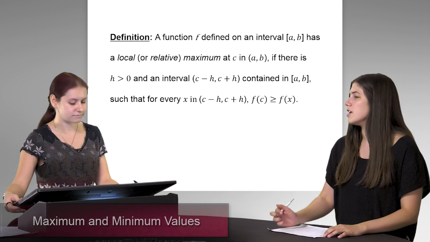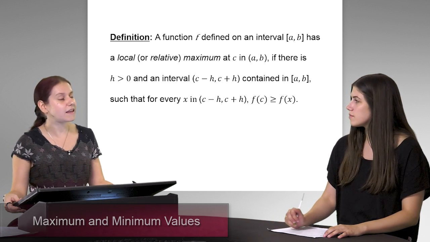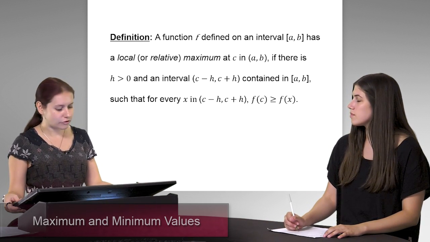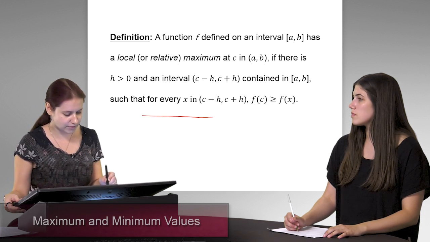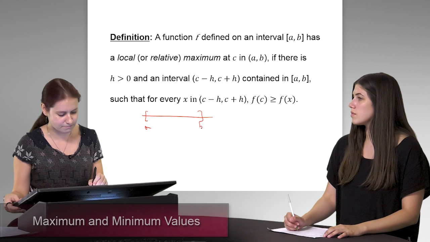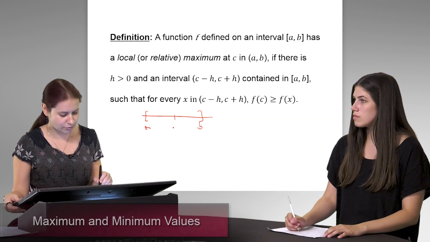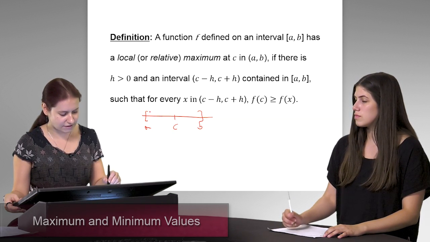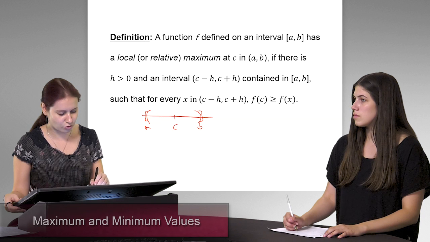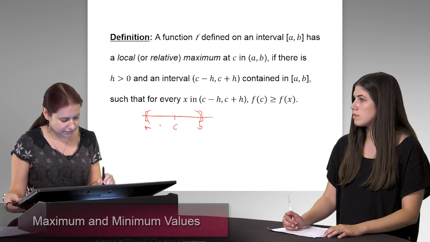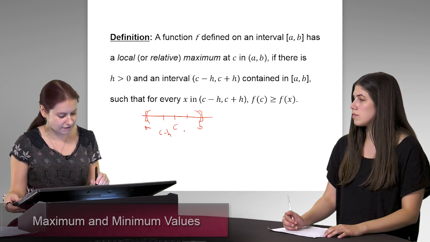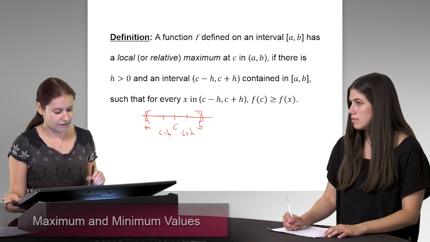Why do we need this h? This h plays the role of a little step. So we're stepping away to the left and to the right. I can introduce it here in the picture. If we have a closed interval a and b, and we're finding a point c located in the open interval a and b, we make a little step to the left, so I want to have c minus h, and to the right, c plus h.